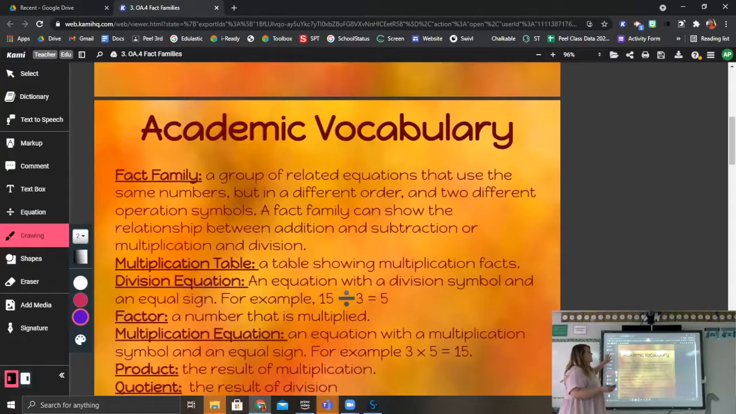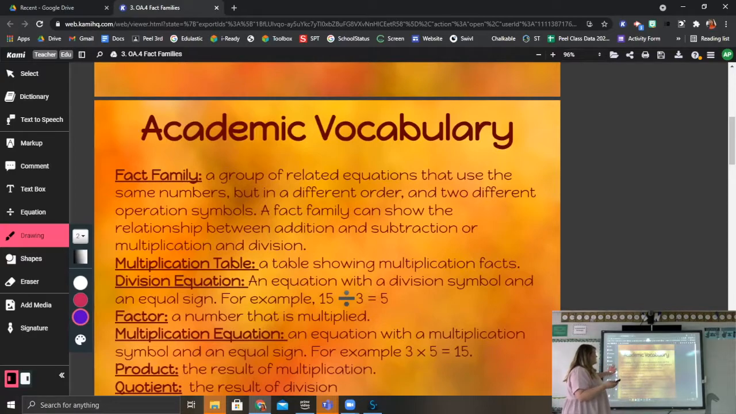Password Elementary School. Let's go ahead and start off by looking at some academic vocabulary words. We need to know, what is a fact family? A fact family is a group of related equations that uses the same numbers but in a different order and two different operation symbols. So that can mean addition and subtraction, those compare together, or in our case today, multiplication and division. That's what we're going to be working with.